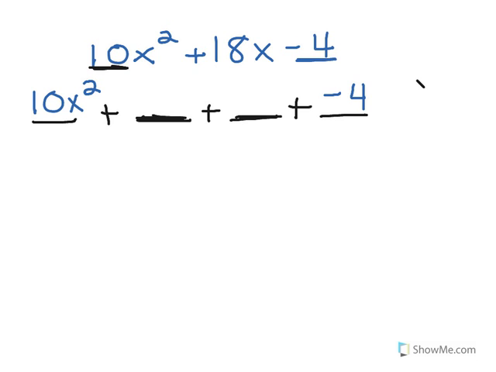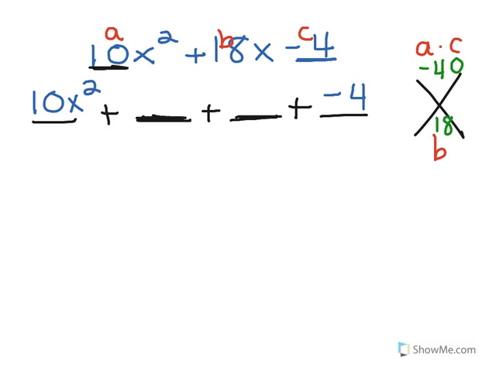And to figure out what goes on those blanks, you're going to make an X chart. At the top of the X chart, you're going to put A times C, and in the bottom of the X chart, you'll put B. The A is describing the 10, the B, in this example, is the 18, and the C is negative 4. So the top part of the X chart would be negative 40, and the bottom part, the B, would be an 18.